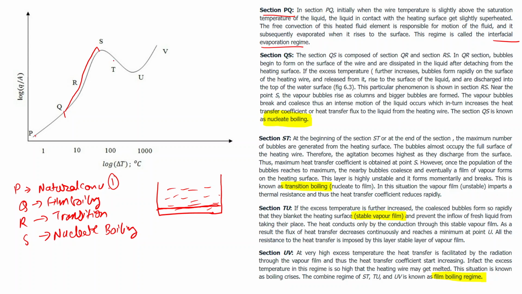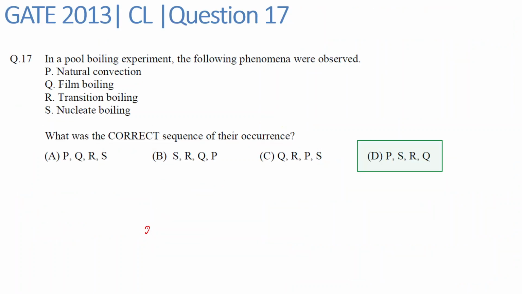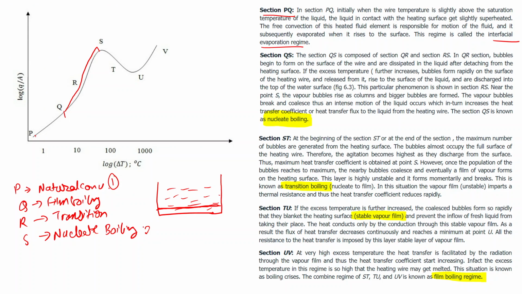Then again, if we keep on increasing the temperature, then we will see this regime QS. In this QS, bubbles will start to form, and later on these vapor bubbles will break and coalesce. Thus an intense motion of liquid occurs, which in turn increases the heat transfer flux to the liquid from the heating wire. So this QS regime is known as nucleate boiling. So from the given options, we can select the second option. So after natural convection, from the given four options, nucleate boiling will occur.